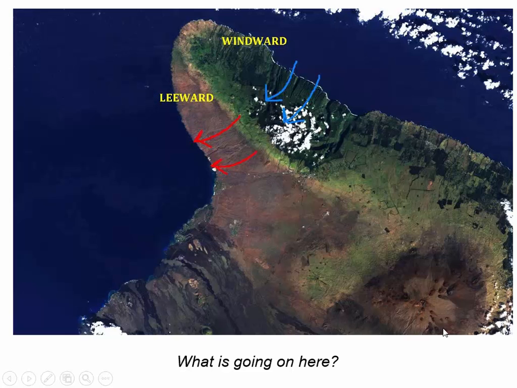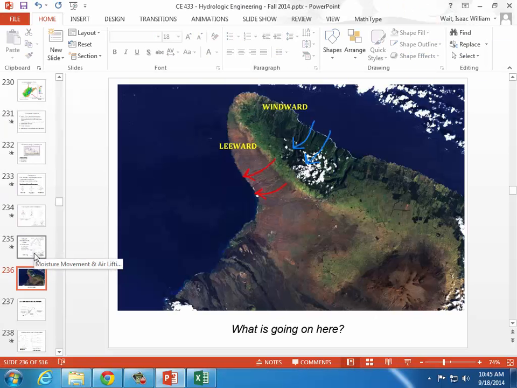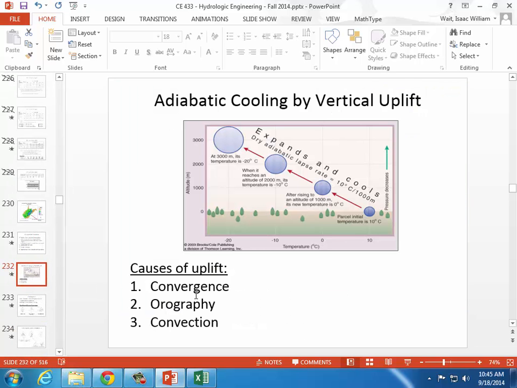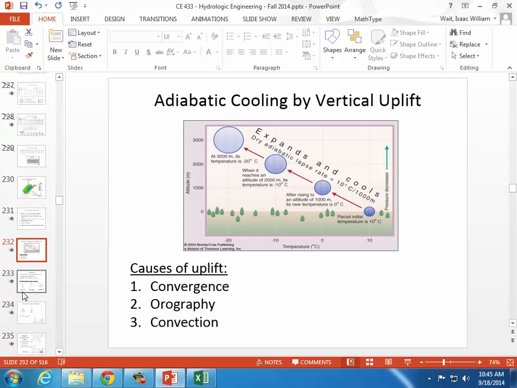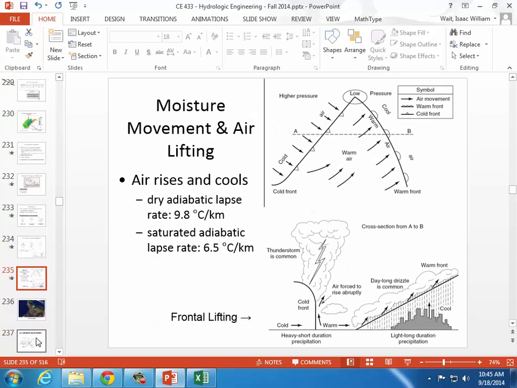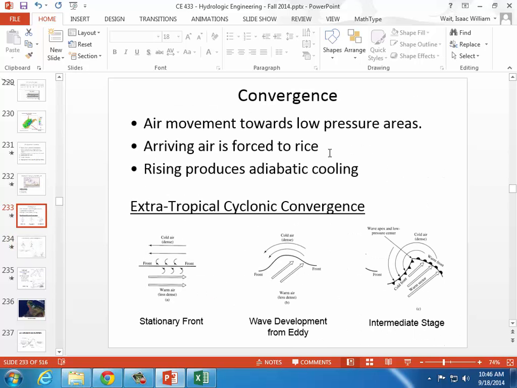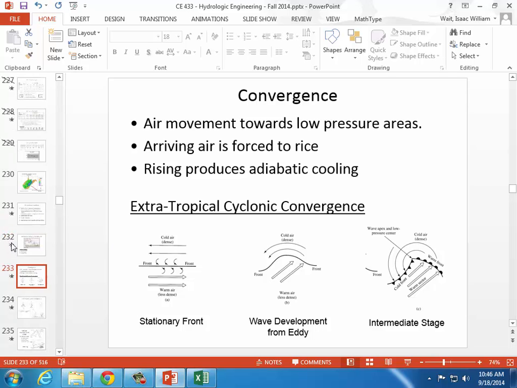Okay, we're out of time, and so for the purposes of the exam, we're only going to get as far as convergence. Orography and convection won't be on the exam. We'll talk about that next Thursday, but you do need to find the section of the book that talks about extratropical cyclonic convergence, in other words, convergence, and how that causes storms, because that will be on the exam we have next Tuesday.